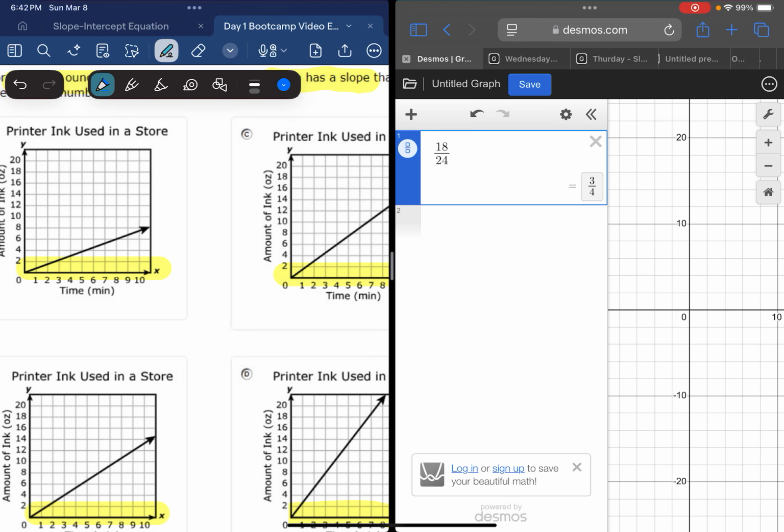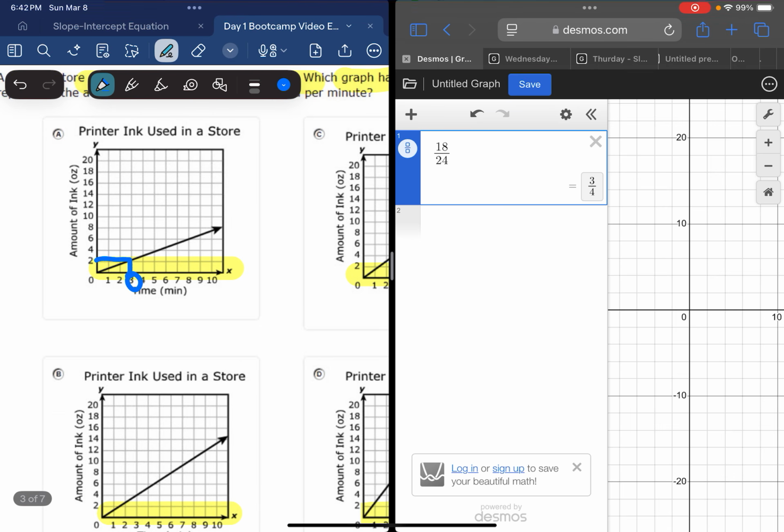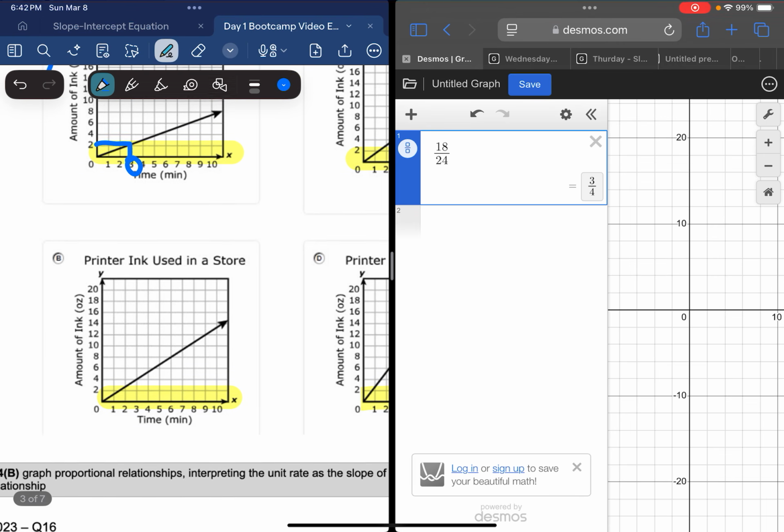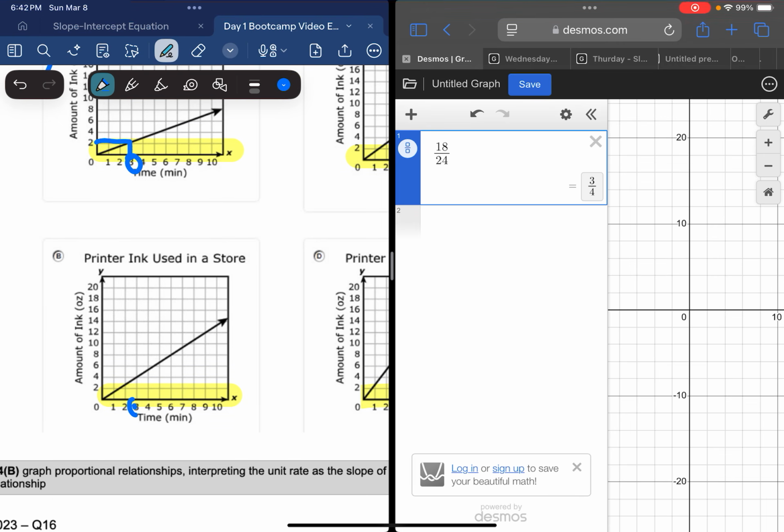Okay, so A goes from 3 to 2. That's not correct. B goes from 3 to 4, so possibly.